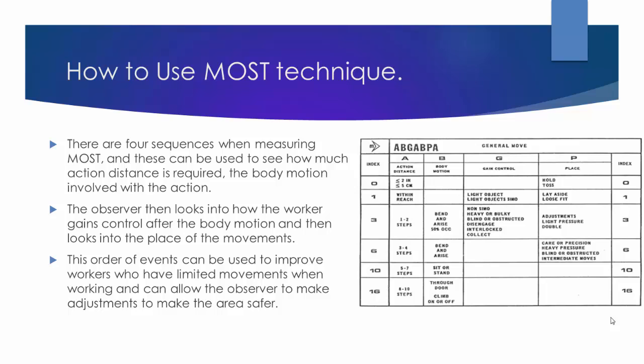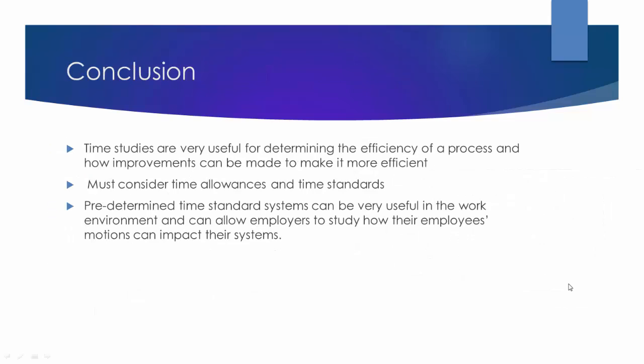The observer then looks into how the worker gains control after the body motion, and then looks into the place of the movements. This order of events can be used to improve workers who have limited movements when working and can allow the observer to make adjustments to make the area safer and more efficient.